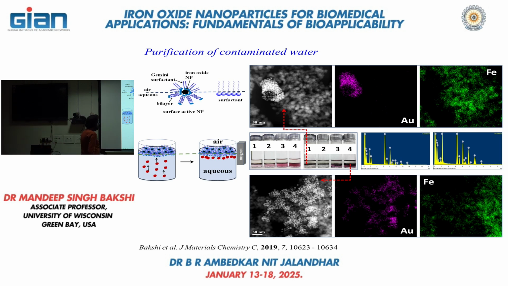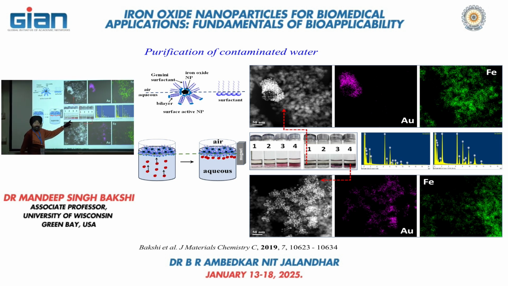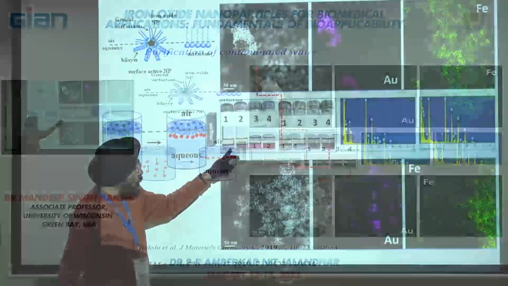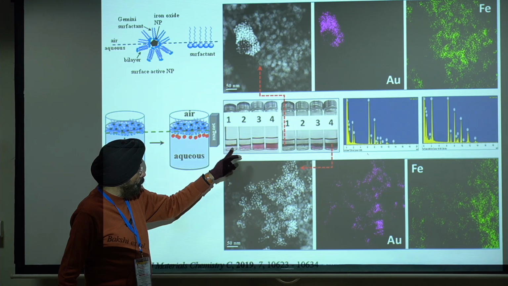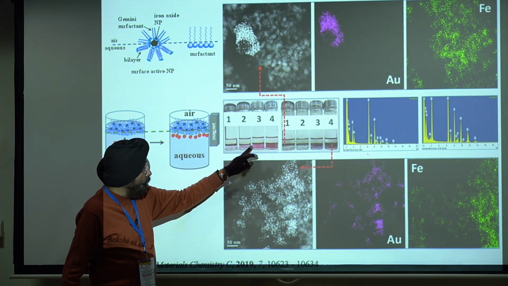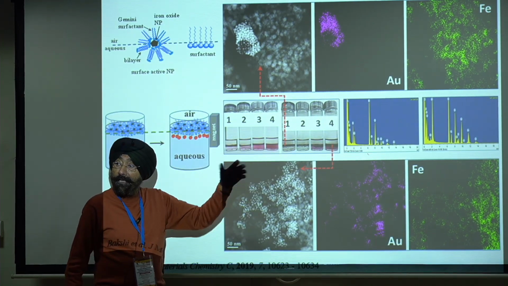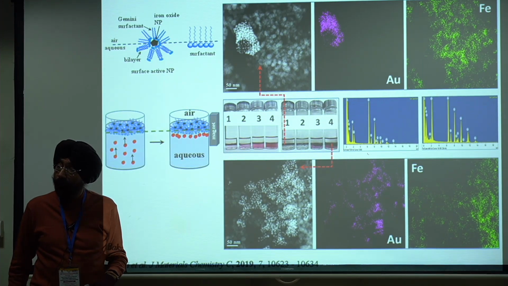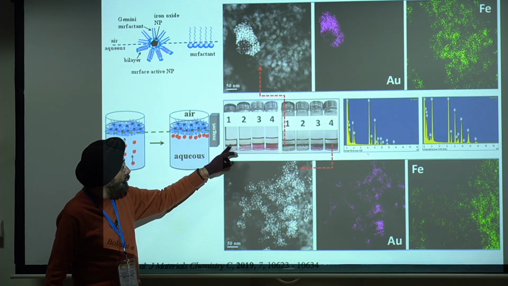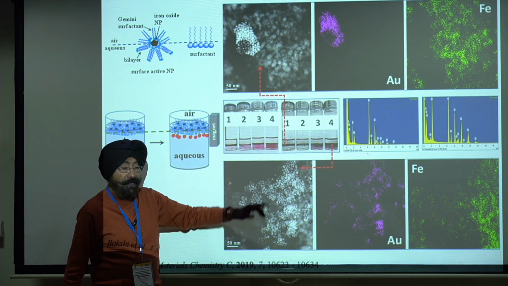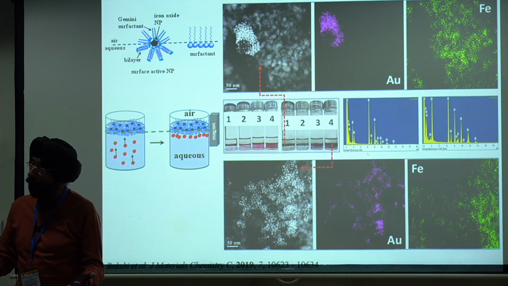We took the model gold nanoparticle because a very low concentration of gold nanoparticle generates a color. We increased the concentration of gold nanoparticle in this solution this way. So this is the dilute concentration, higher, and maximum concentration. We took 4 concentrations of the gold nanoparticle suspension. We added a constant amount of the surface active nanoparticles above it, and we waited for a few hours.